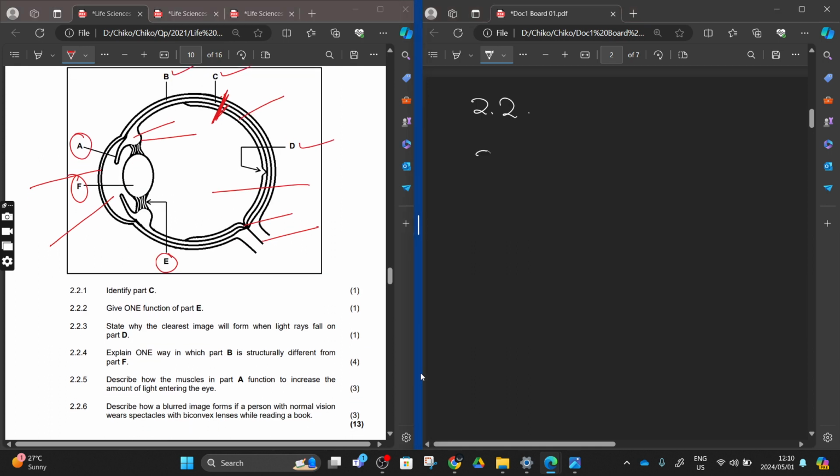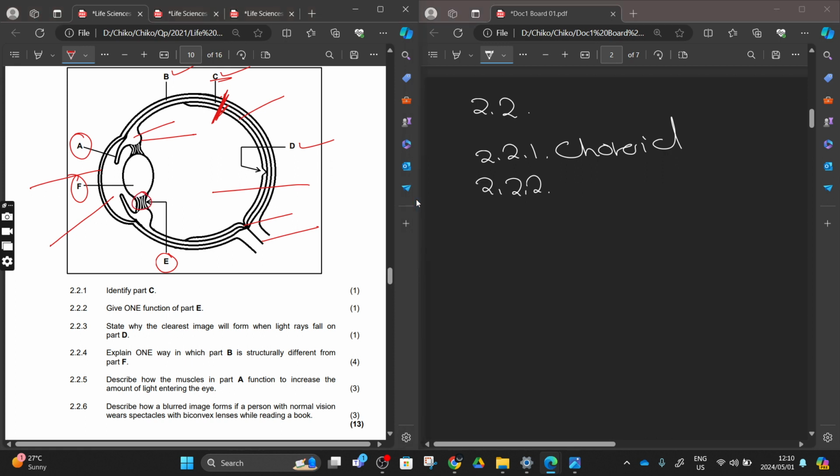So we go to 2.2.1, identify part C. Part C there is our choroid, right? You'll agree with me, choroid. Then 2.2.2, give one function of part E. Part E is our suspensory ligament, which holds the lens in place, right? This is the function. It's 1 mark. Give one function of part A, 1 mark, right? Or to regulate the shape, right? Whatever you want to say.